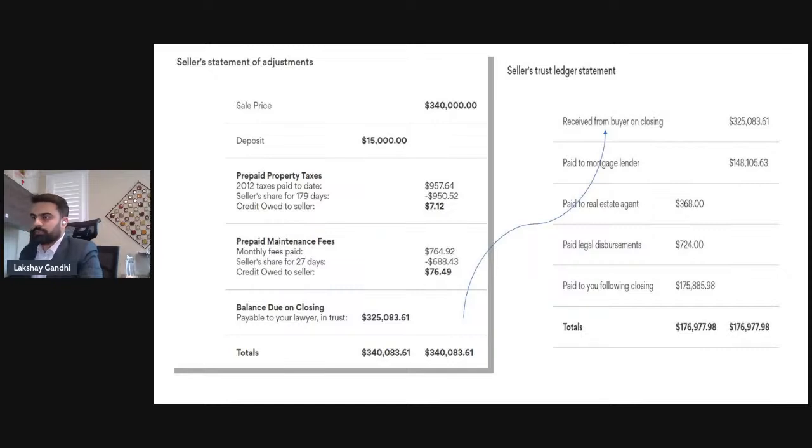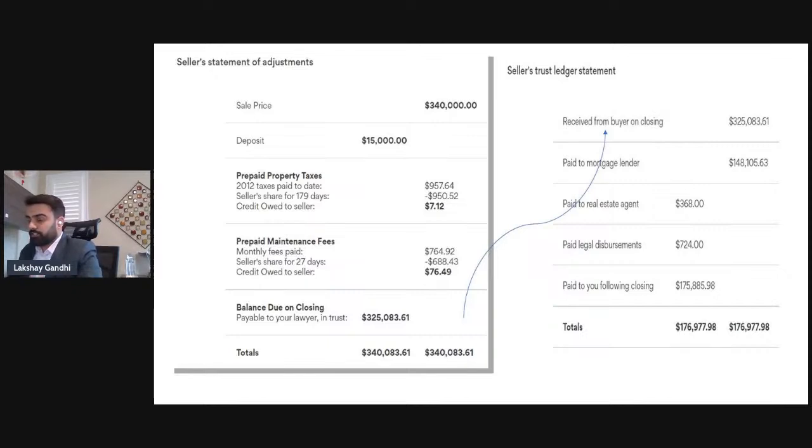So basically, you are on the hook to pay $325,000 to the buyer on the day of closing. How does this work? You receive it from the buyer, just like it shows here. You receive $325,000. You basically pay off the remainder of the mortgage that you had on this property, and the remainder comes to you. And it is the lawyer's job to adjust all of these adjustments.